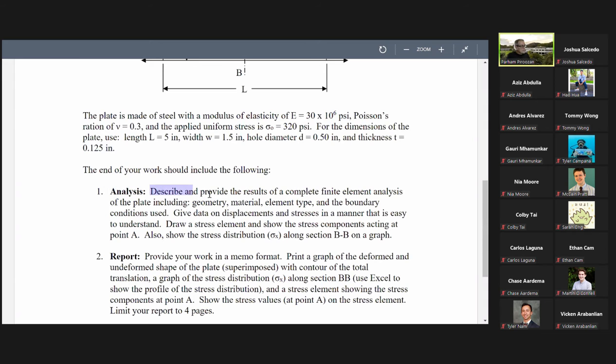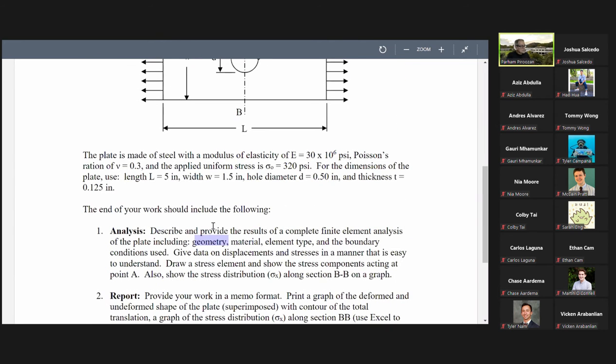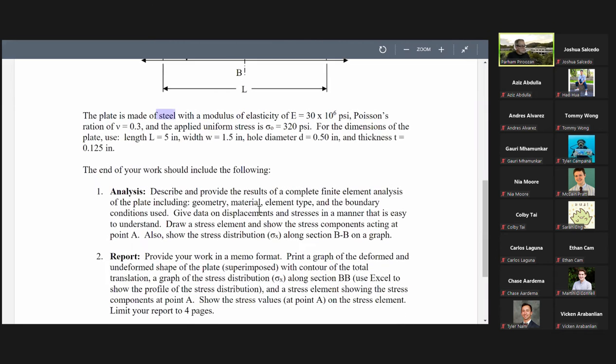Now, describe and provide results of a complete finite element analysis of this plate. Include geometry. Specify what problem you are solving. So geometry, material. What material is it? We said it is steel and it has Poisson's ratio, so we know everything about this. Specify what material, element type you are using, and boundary conditions you are using. Give data on displacement and stresses in a manner that is easy to understand.